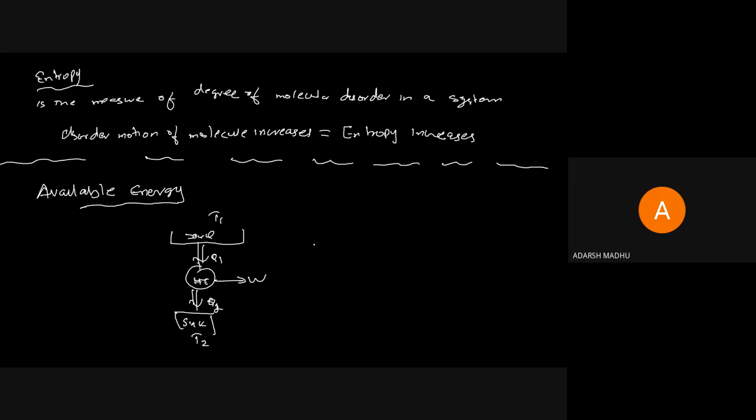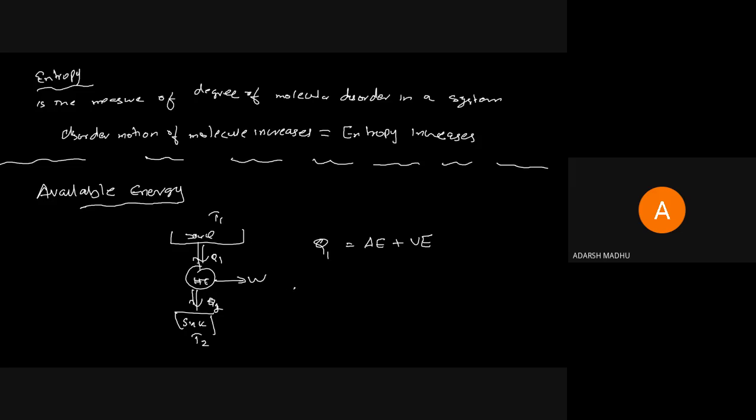Initially the heat given is Q1. Q1 can be counted as available energy plus unavailable energy. The available energy is what goes to work, the maximum, and the extra goes down to the sink. So total Q1 equals available energy plus unavailable energy.